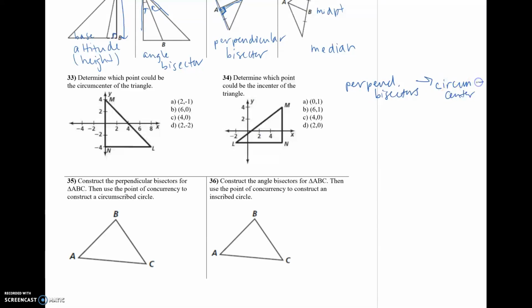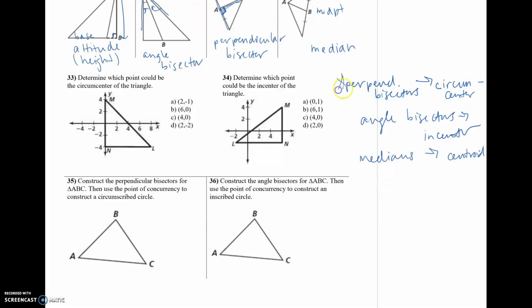Sorry, it's one word. I'm just running out of room. And the angle bisectors meet to find the incenter. And then lastly, even though we don't need it for these two, we said the intersection of the medians is called the centroid.